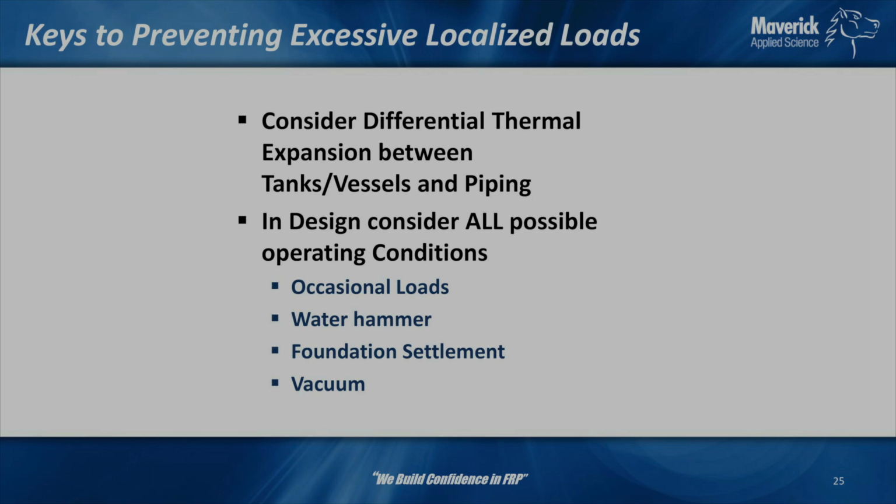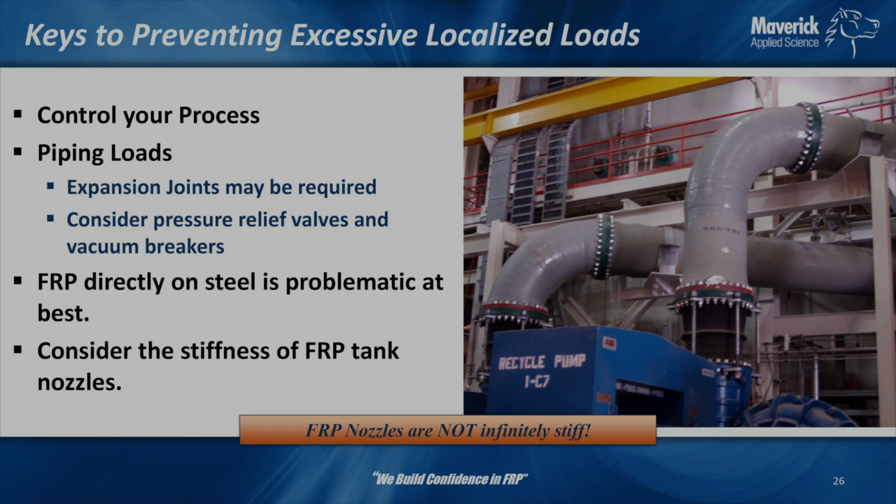The keys are control your process. We talked about operating issues. As much as you control your process, sometimes expansion joints are required. Sometimes there's just not enough flexibility in the system. We don't like to put expansion joints in as a rule. We put them where we need them only. Again, FRP to steel is a challenge. And think about those stiffnesses, because what the programs want to tell you is not necessarily the rules.